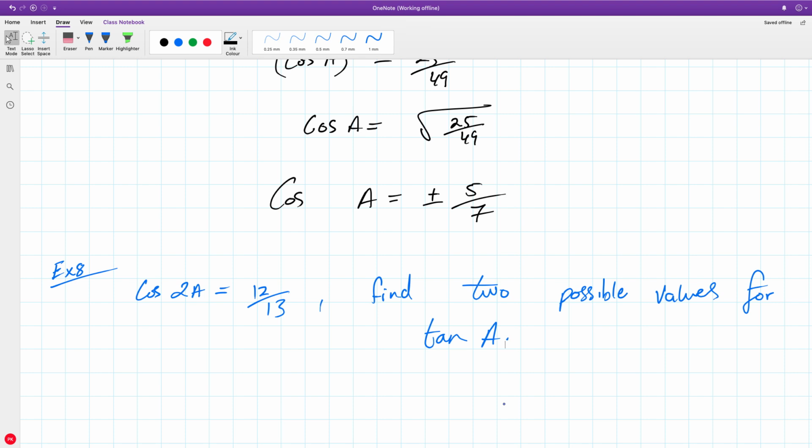So we should be left with then, if we're using the tan way, 1 minus tan squared A over 1 plus tan squared A, and we're leaving that equal to 12 over 13, because that's what cos 2A has as a value. And then we're going to cross multiply, and then try to work it out from there.